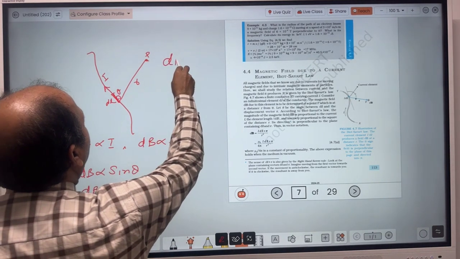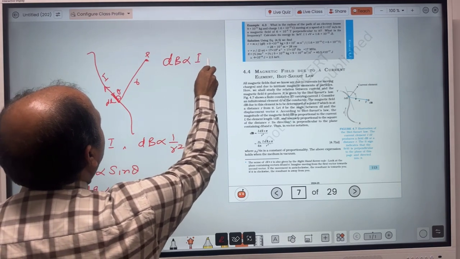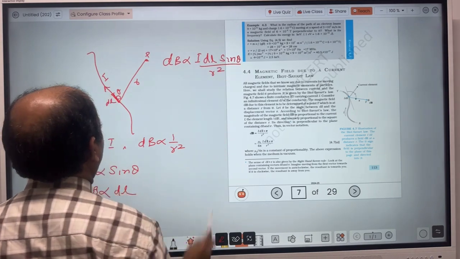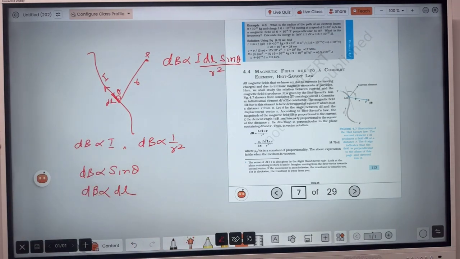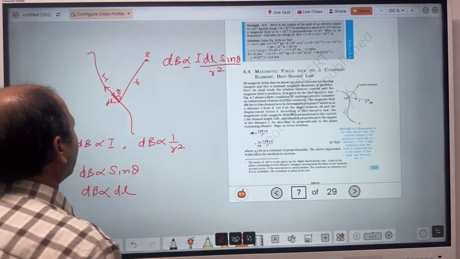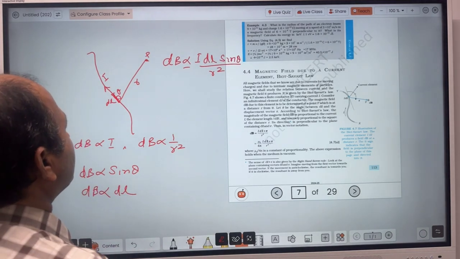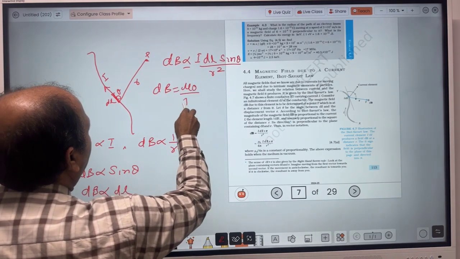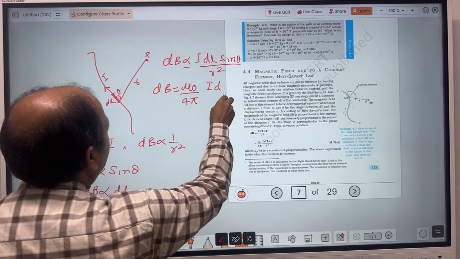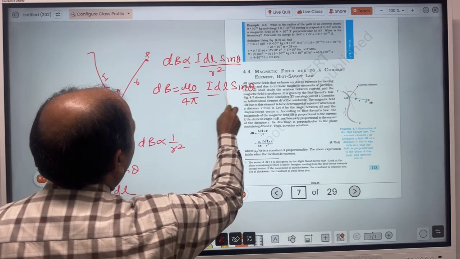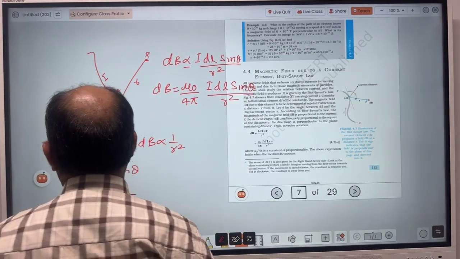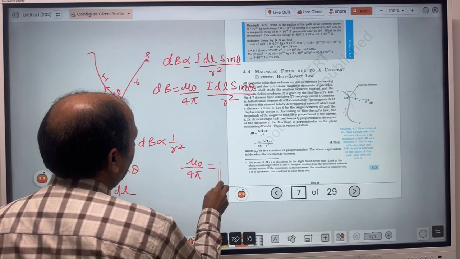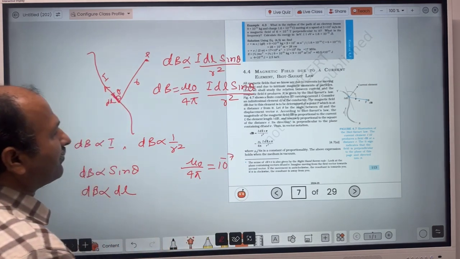So we can say dB is proportional to I dl sine theta divided by r square, right? Now since there is a proportionality sign, we need a constant. So we put a constant here, dB equal to mu naught upon 4 pi times I dl sine theta divided by r square, where mu naught upon 4 pi equal to 10 power minus 7.